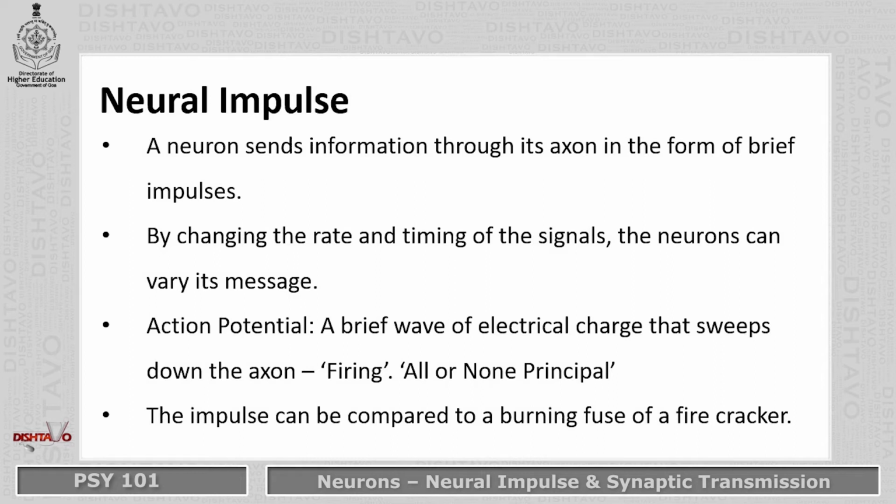Well, that depends on the electric charge, the voltage that is present inside and outside the neuron, which is responsible for the speed of each signal that goes from one neuron to the other. This electrical wave is called the action potential. It comes from the dendrites and sweeps down to the axon. And when an action potential is happening, it is said that the nerve or the neuron is firing a signal.